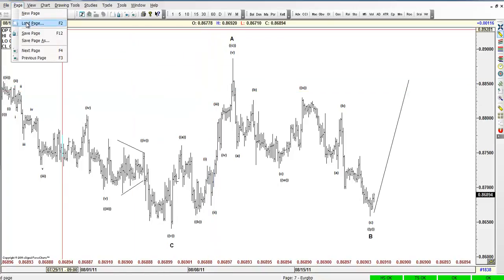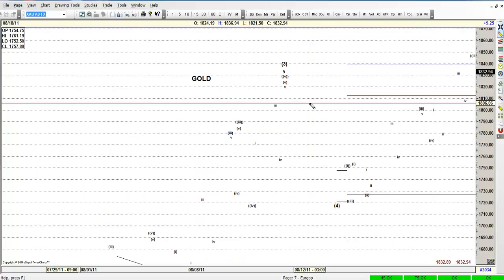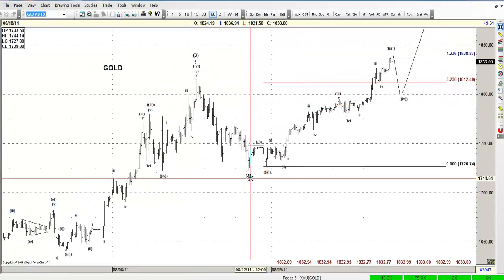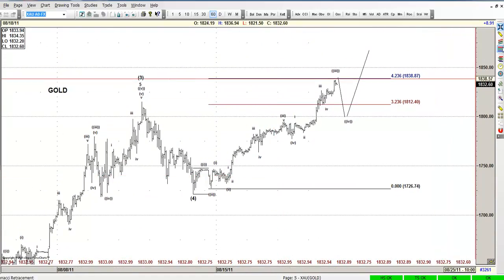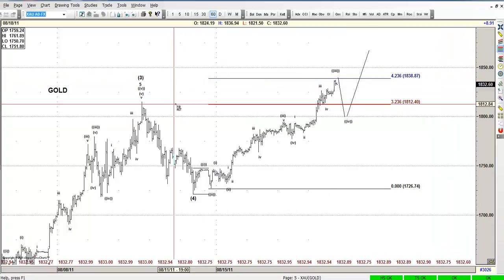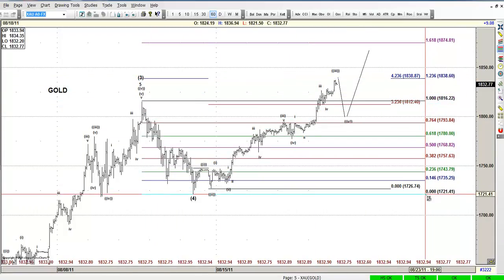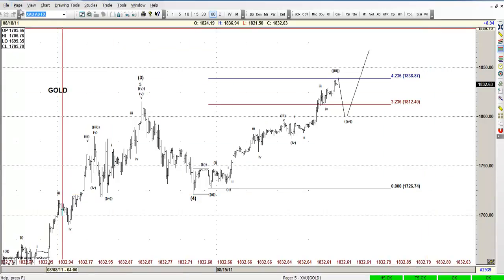And finally, let's talk about gold. Gold, it looks like, ends the wave 4 correction at the 23.6, and now gold is going to trade higher, guys. The targets that we can see to the upside are an area around 1838, 1874, and even 1935 for gold as a target right there.